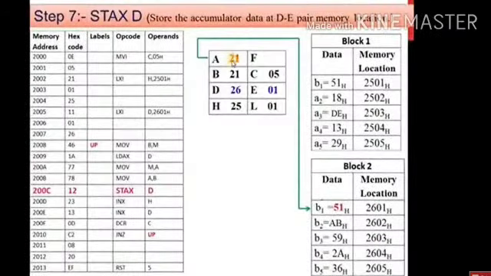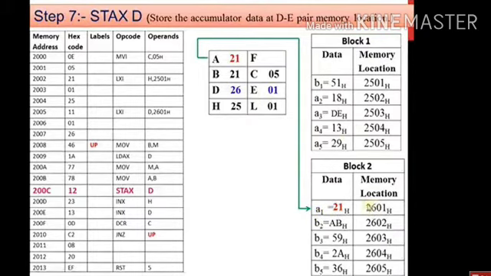Now from the accumulator we can move it into any register, and it can go into any memory location, from accumulator to memory location. What do I have to use? STAX D. That stores the accumulator data at the DE pair memory location. The accumulator has 21. It should go to the DE pair memory location. Okay, done. Now you can see one data has been swapped.